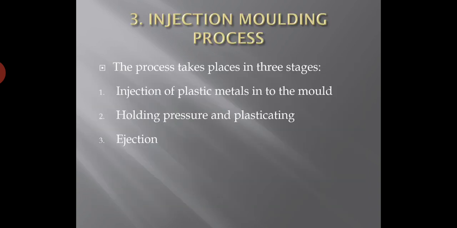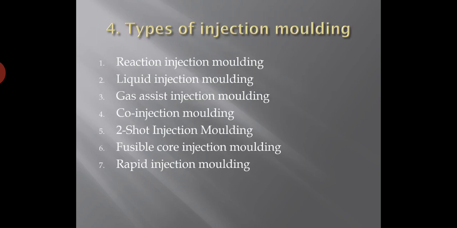Injection molding process. The injection molding process takes place in three stages: injection of plastic material into the mold, holding pressure, and ejection. Types of injection molding: reaction injection molding, liquid injection molding, gas assist injection molding, co-injection molding, two-shot injection molding, fusible core injection molding, rapid injection molding.